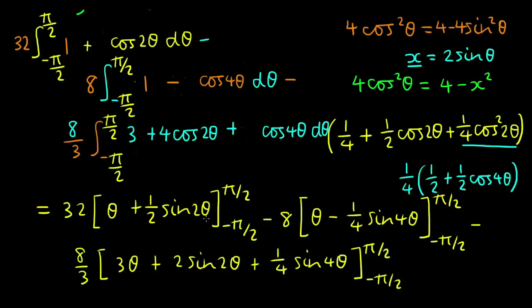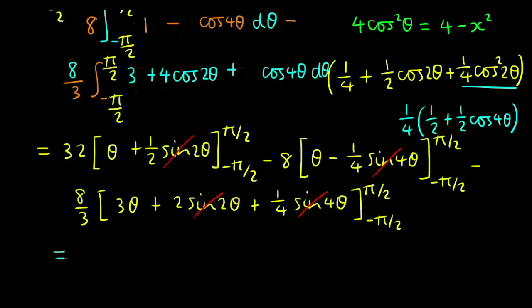So sine 2 pi on 2 or minus 2 pi on 2 is 0, so we can just ignore these terms. So what we get is 32 by pi on 2 minus minus pi on 2, which is pi, and minus 8 by pi on 2 minus minus pi on 2, which is also pi, and minus 8 on 3 by 3, which is 8, by pi on 2 minus minus pi on 2. So the volume of our solid between the two paraboloids is 16 pi.